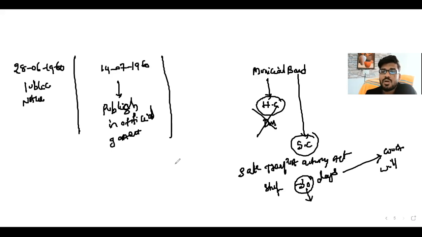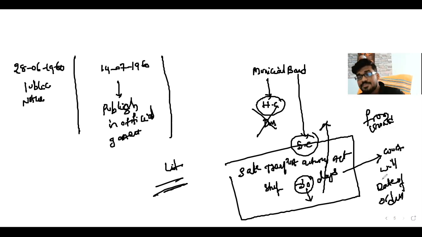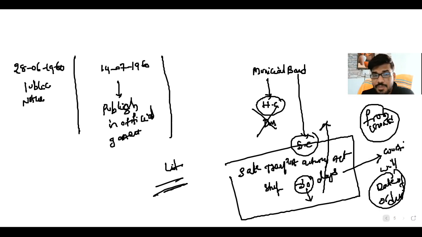Literal rule of interpretation. What happens, sir? You can read the rule as it is. What the rule clearly says is that whenever the State Transport Authority shifts the transport place, within 30 days you can approach. So from which date should you calculate the 30 days? From the knowledge of the order or the date of the order. On which day was the order passed?